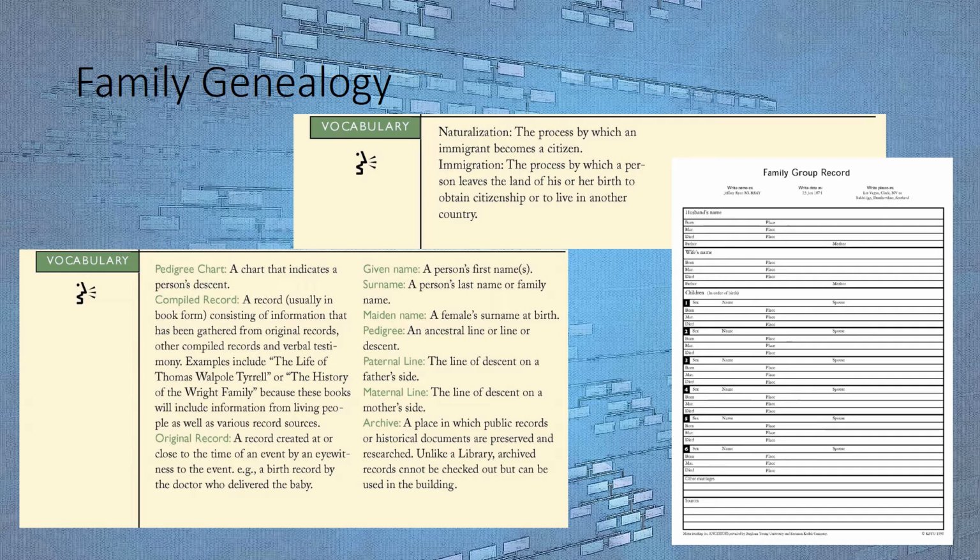In order for the learner to develop an understanding of the process, I provided a number of vocabulary lists for the specific terminology addressed in the particular lesson, like I showed in that clip from my lessons. They're in the repositories. They refer to a compiled record, which means a record, usually in book form, consisting of information that has been gathered from original records, other compiled records, and verbal testimony. And then the original record, a record created at or close to the time of the event.